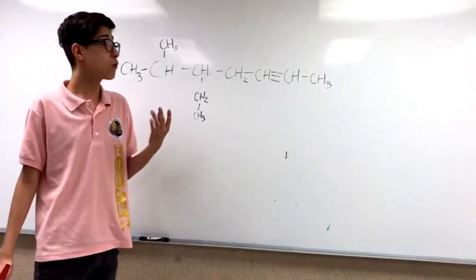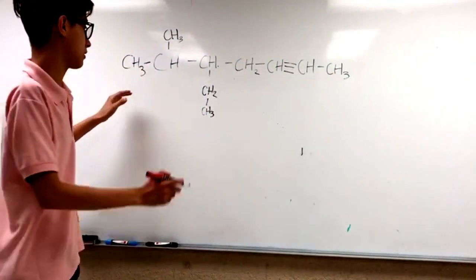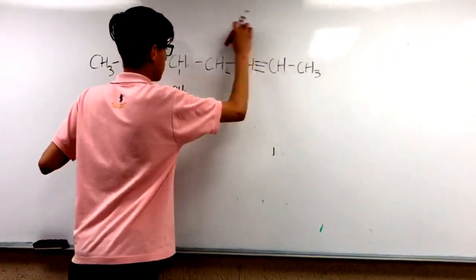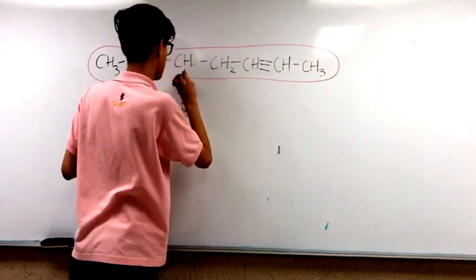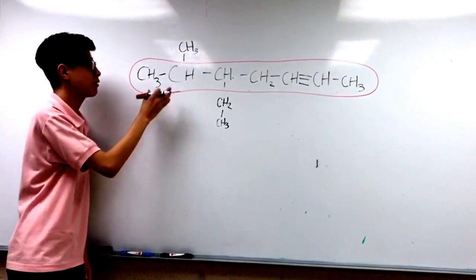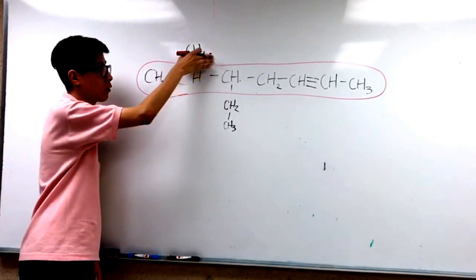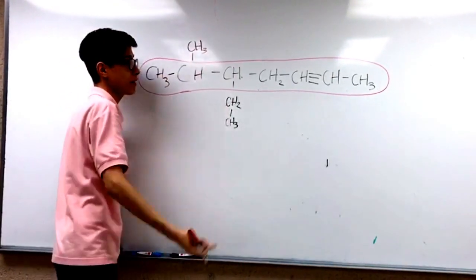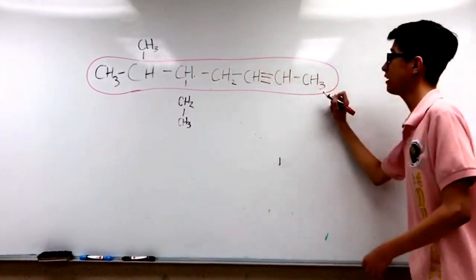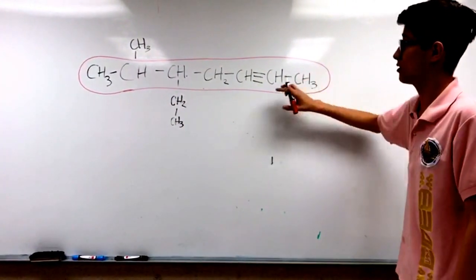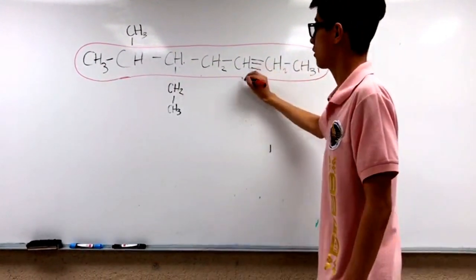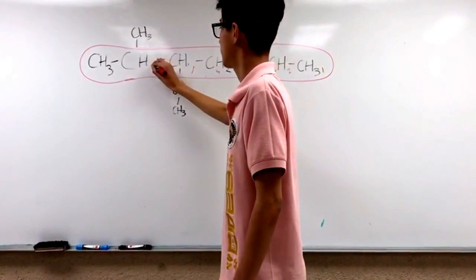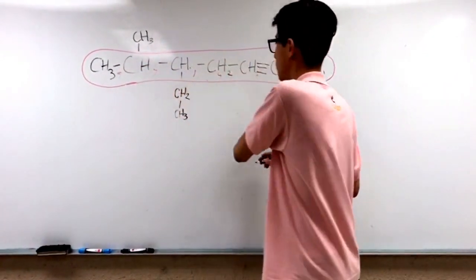So in this example we have two longest chains. It can be this one or it can be this one. That are 7 carbons. So normally in an alkane we will start here because it's the closest carbon to the substituent. But since this is an alkyne, we will start from this one because it's the nearest point to the triple bond. So we start like 1, 2, 3, 4, 5, 6, 7. So we have 7 carbons.